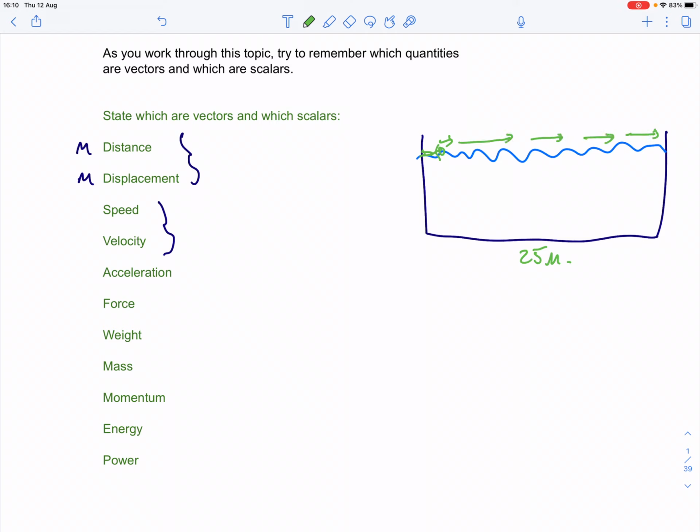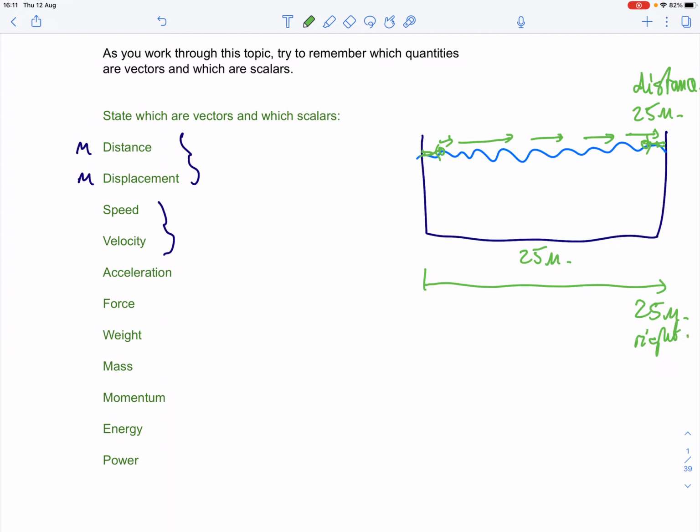There we go. And by the time they get to the other end and they do their little turn ready to come back again, they've travelled a distance of 25 metres. Right? That's the distance that they've travelled. In terms of where they are in relation to their starting point, they are also 25 metres away. Now in our diagram, they're 25 metres to the right.